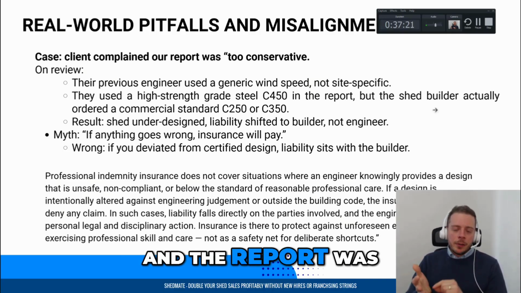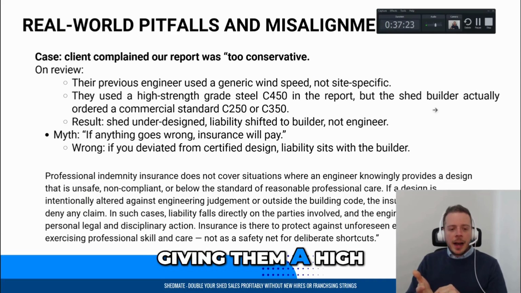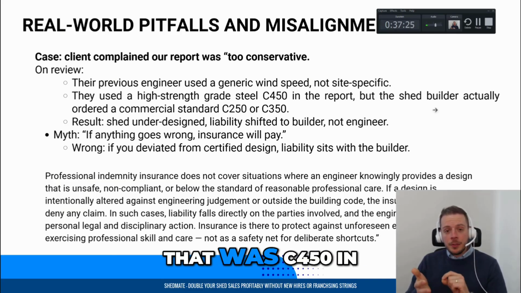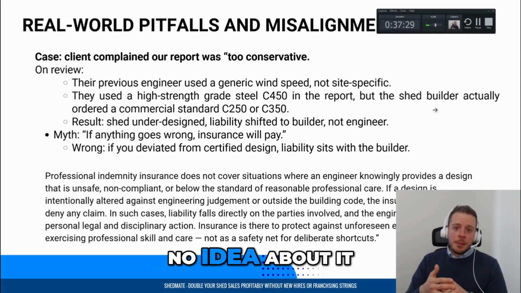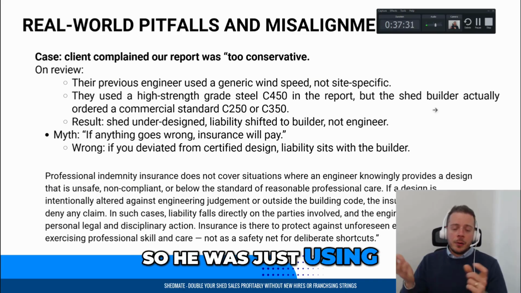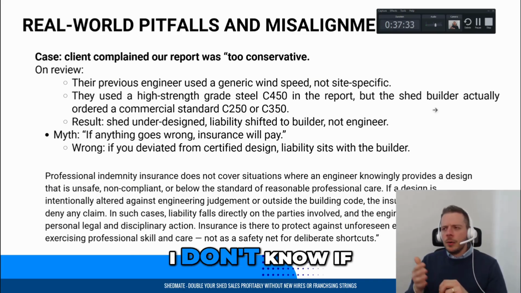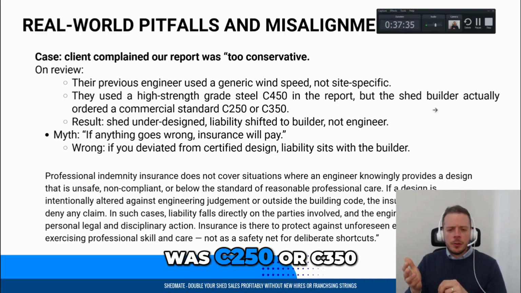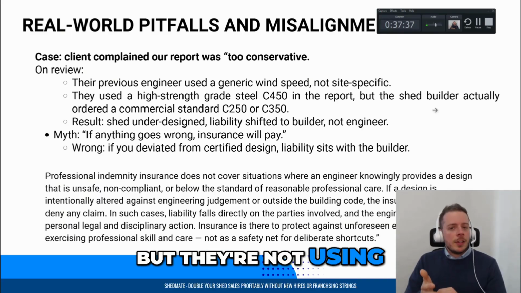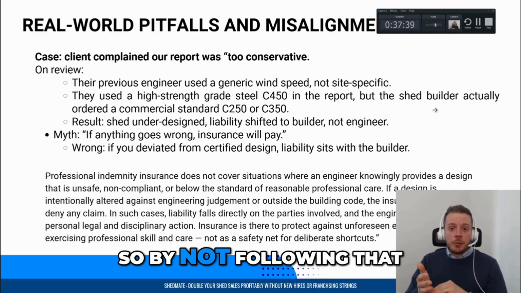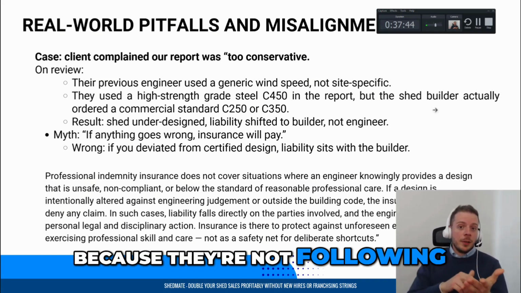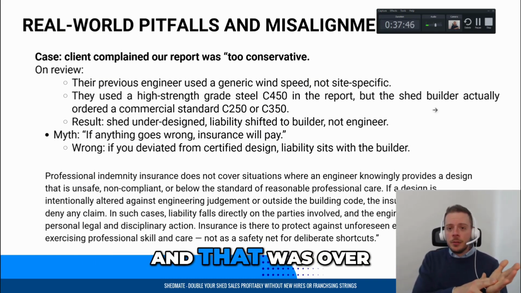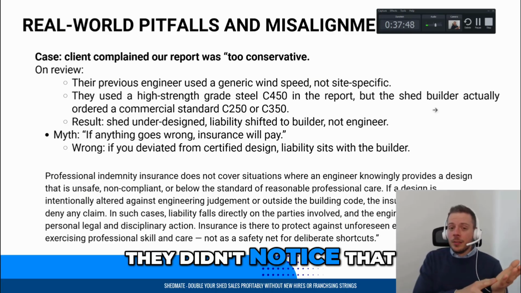Sorry guys, my voice is going away. The report was giving them a high strength grade of steel, C450, but the builder had no idea about it. So he was just using commercial steel available. I don't know if in his case it was C250 or C350, but they weren't using the C450. By not following that, the liability shifts to the builder because they're not following the engineering calculations. That was an oversight. They didn't notice that.